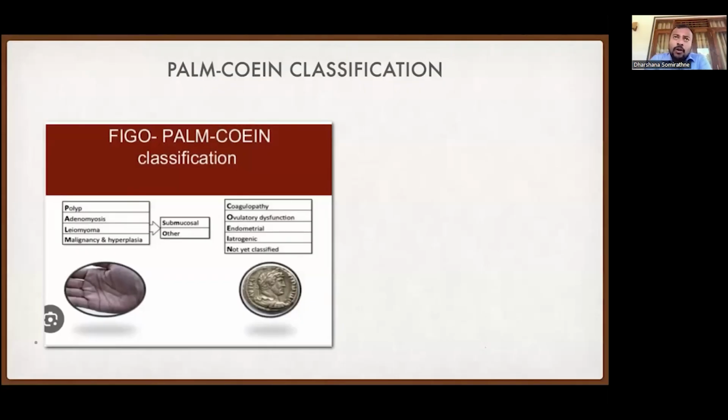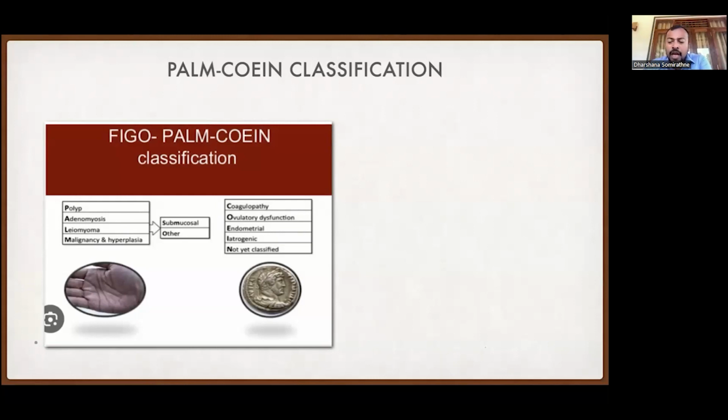Now, the causes for abnormal uterine bleeding. Again, the figure shows the PALM-COEIN classification. There are organic causes, meaning causes that you can see with your eyes, and then inorganic causes as well. Organic causes we call PALM, and inorganic causes are causes that you can't demonstrate physically. PALM: P is polyp, A is adenomyosis, L is leiomyoma, which is fibroid, and M is malignancy. Those are the organic causes.